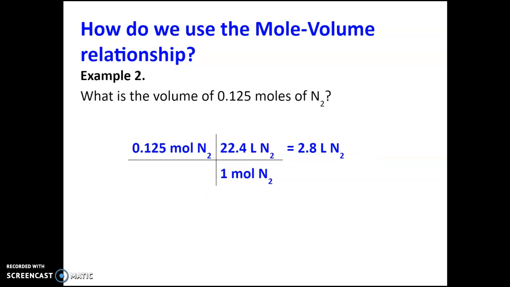In the second example, we're going the other way. So we want to find the volume based on the number of moles. If we start with our 0.125 moles of nitrogen, we can use our conversion factor, and we know that 1 mole needs to be on the bottom, and that's so that our moles cancel out. We put our molar volume, 22.4 liters, on top, multiply it through, and we get that the volume is 2.8 liters. So hopefully, as you've been becoming more and more familiar with factor label, this seems pretty straightforward.